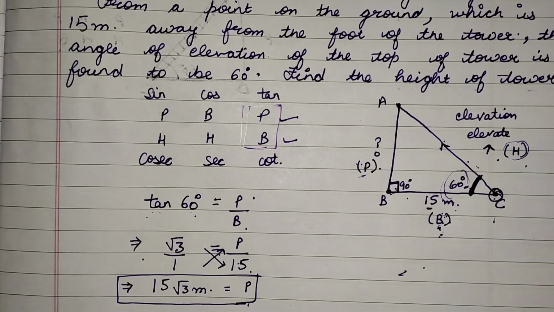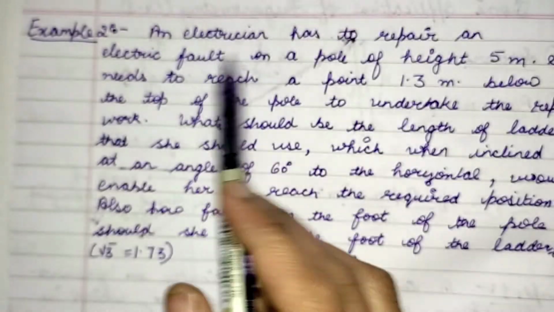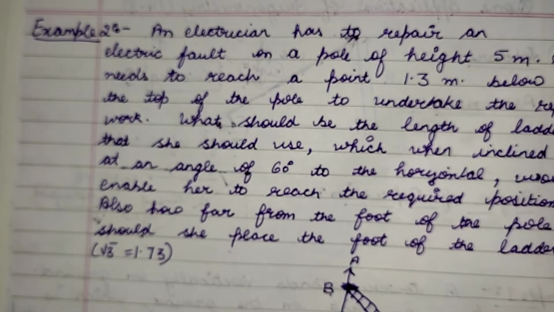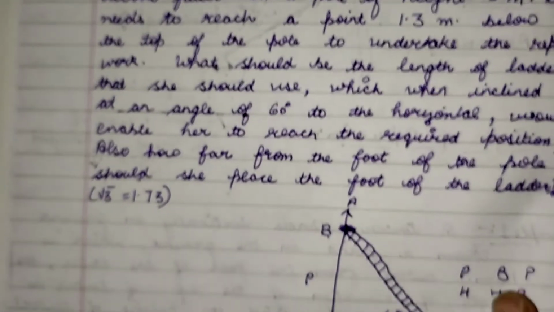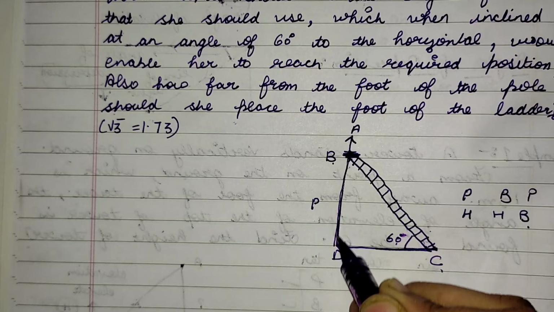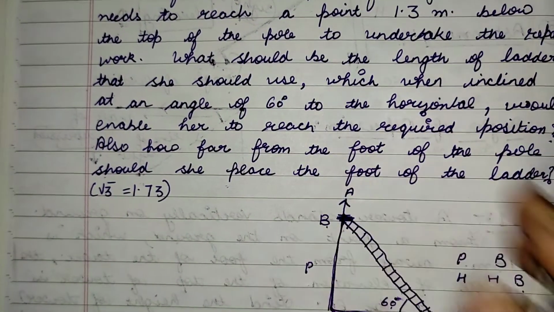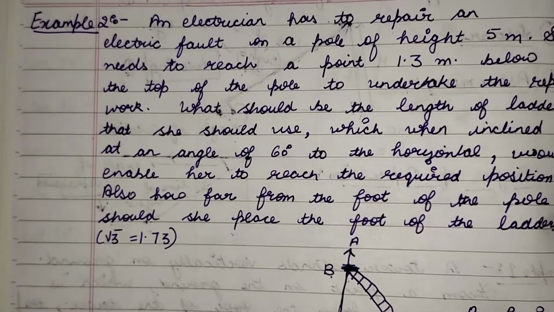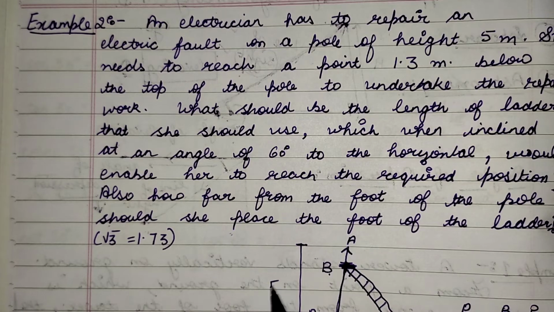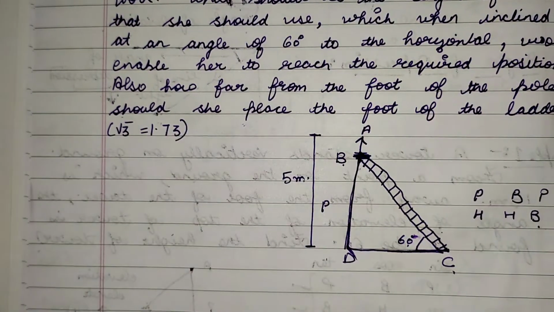Moving to the next example, which says that an electrician has to repair an electric fault on a pole of height 5 meter. So there is an electrician and there is a pole. She has to repair an electric fault at a height on the pole. The height of this complete pole is given to you as 5 meter. This complete pole is AD.